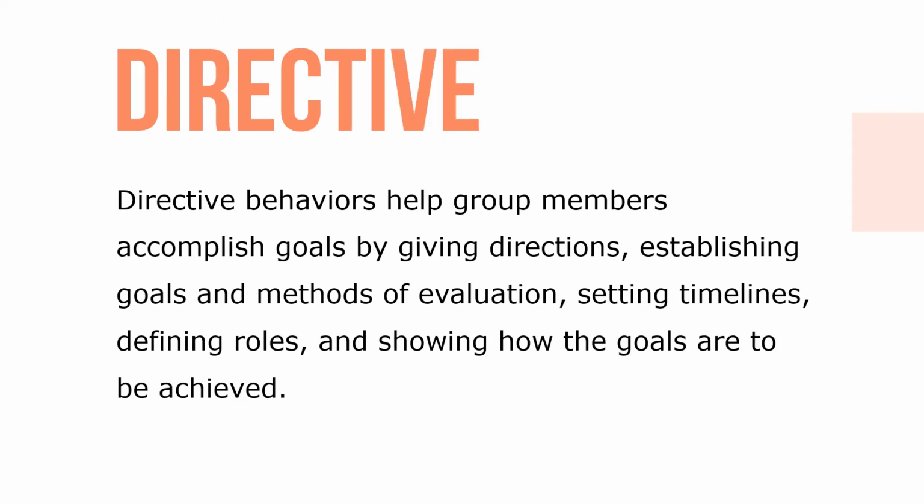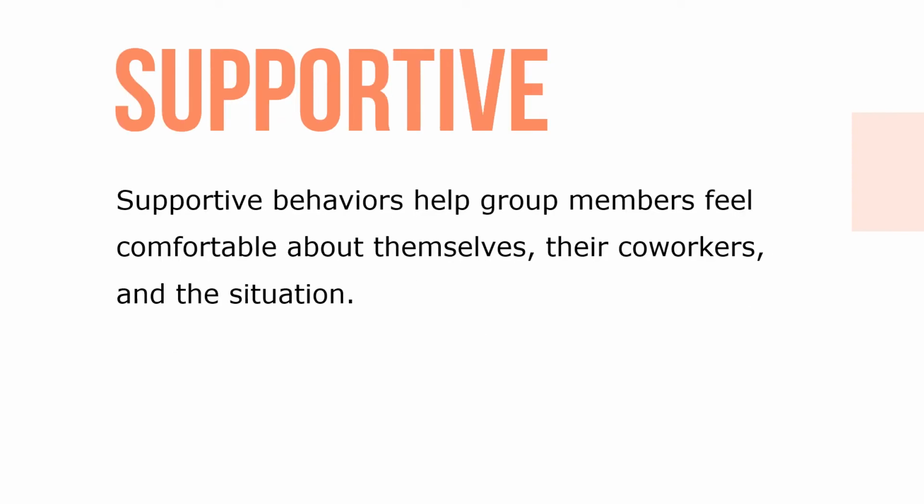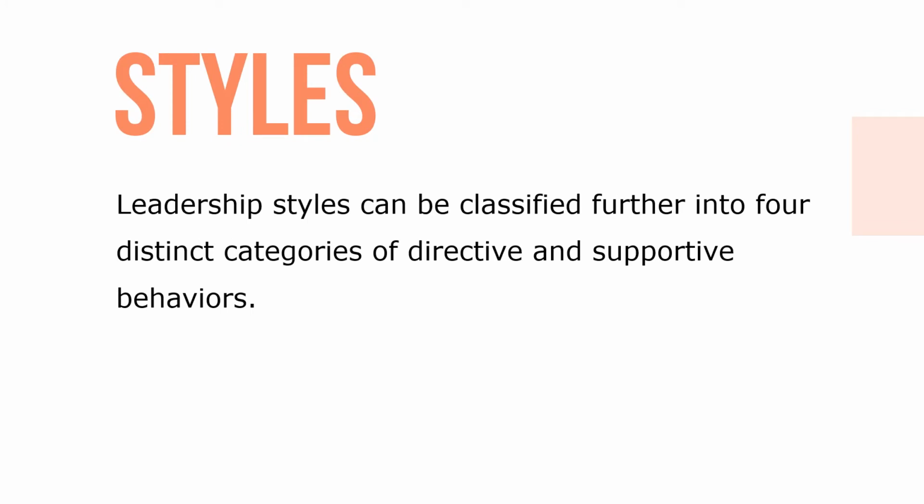Directive behaviors help group members accomplish goals by giving directions, establishing goals and methods of evaluation, setting timelines, defining roles, and showing how goals are to be achieved. Supportive behaviors help group members feel comfortable about themselves, their coworkers, and the situation. Leadership styles can be classified further into four distinct categories of directive and supportive behaviors.